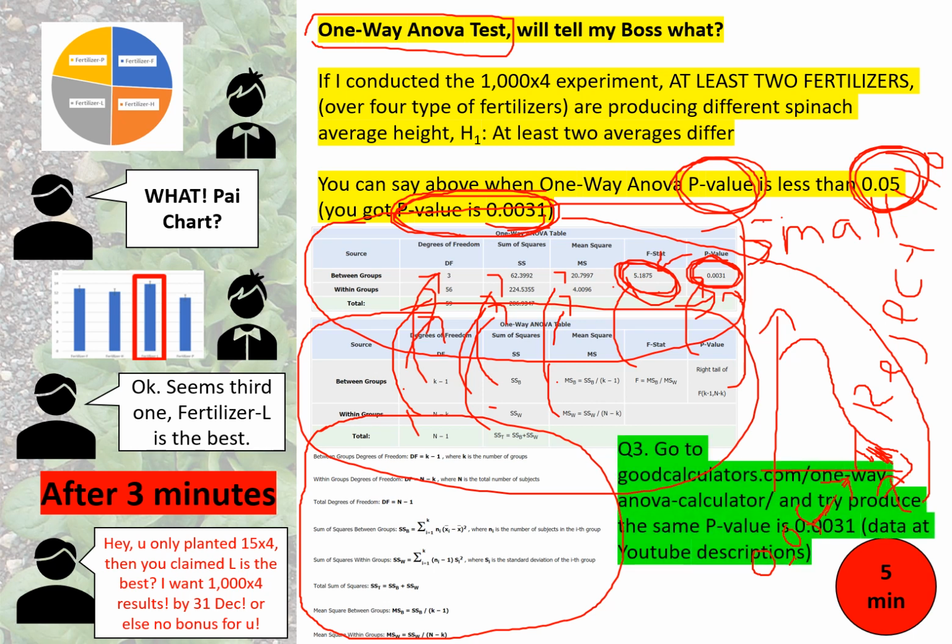Now, take 5 minutes, go to the website goodcalculators.com/one-way-anova-calculator, and try to produce the same p-value, 0.0031. Where is the data? The data will be under the YouTube description. So you can copy the description under the YouTube video and paste it into the website goodcalculators.com/one-way-anova-calculator. Take 5 minutes to try to produce the same 0.0031 result.